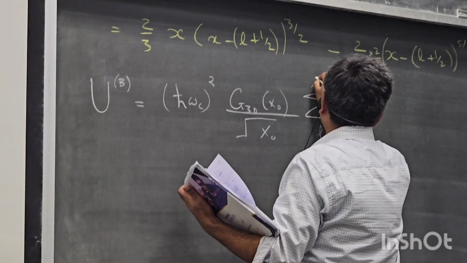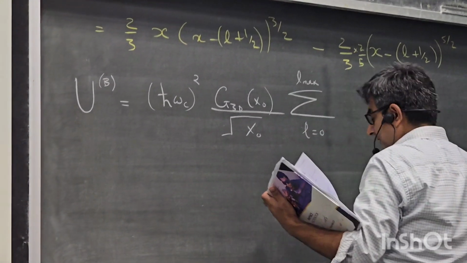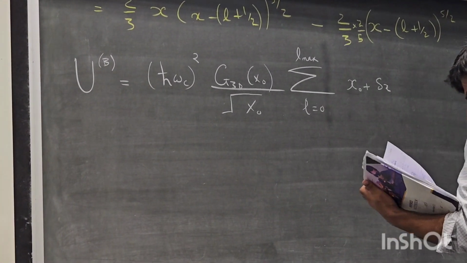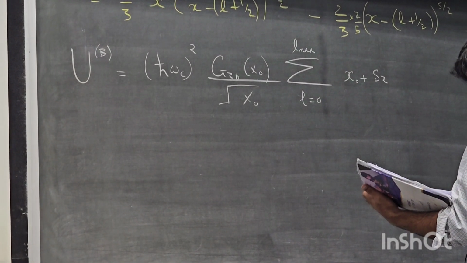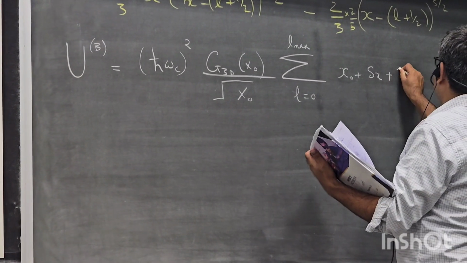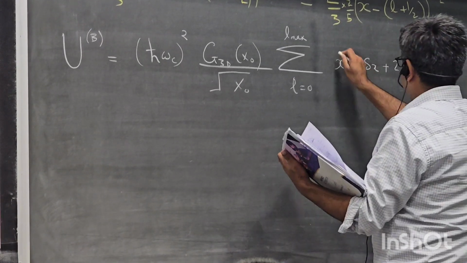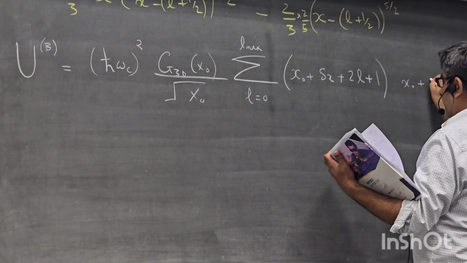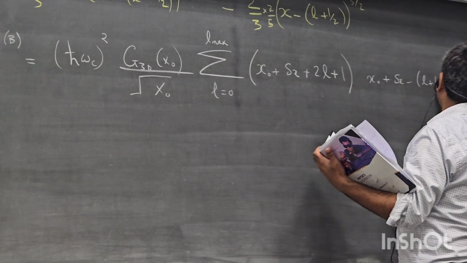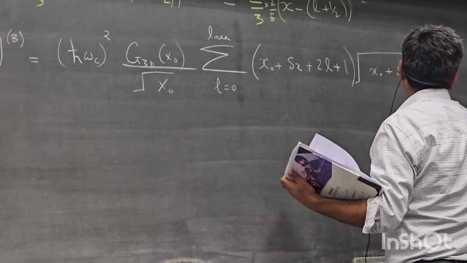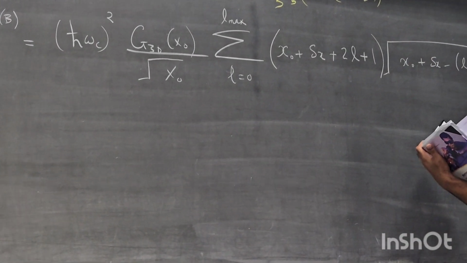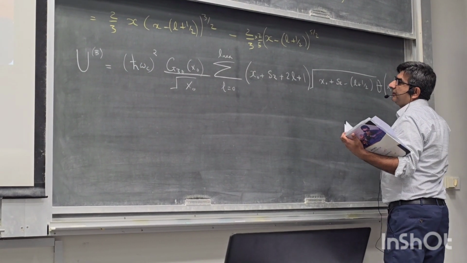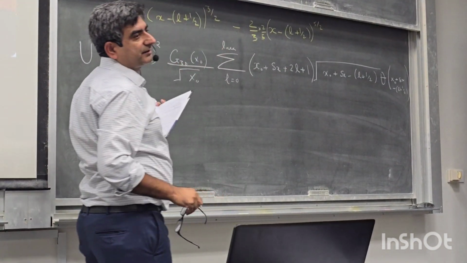L goes from 0 to some L max. We already know what this L max is: x_0 plus Δx, plus 2L plus 1, x_0 plus Δx minus L plus half. I can put in the Heaviside function if I wish, x_0 plus Δx minus L plus half. So this is my total energy in the presence of a magnetic field.